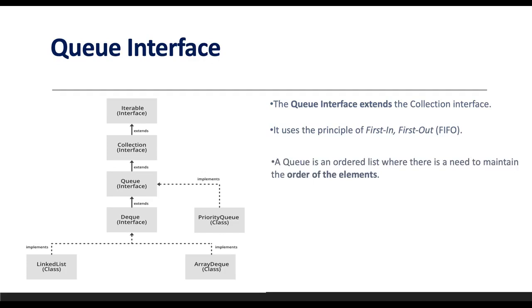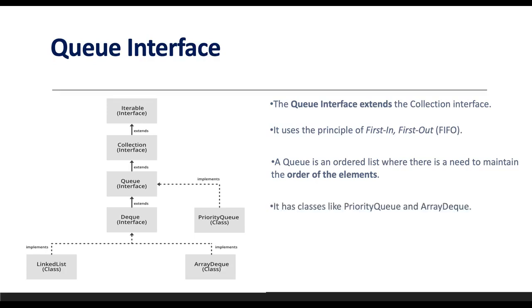The next important point about the queue interface is that a queue is an ordered list where there is a need to maintain the order of the elements. This is like a real-time scenario: if you go to any railway station and want to get a platform ticket, you need to maintain a queue. Whichever person is standing in front of the window is the one who will get the first ticket. That is a real-time example of the queue interface. As a property of the queue interface, a queue is an ordered list where there is a need to maintain the order of the elements.